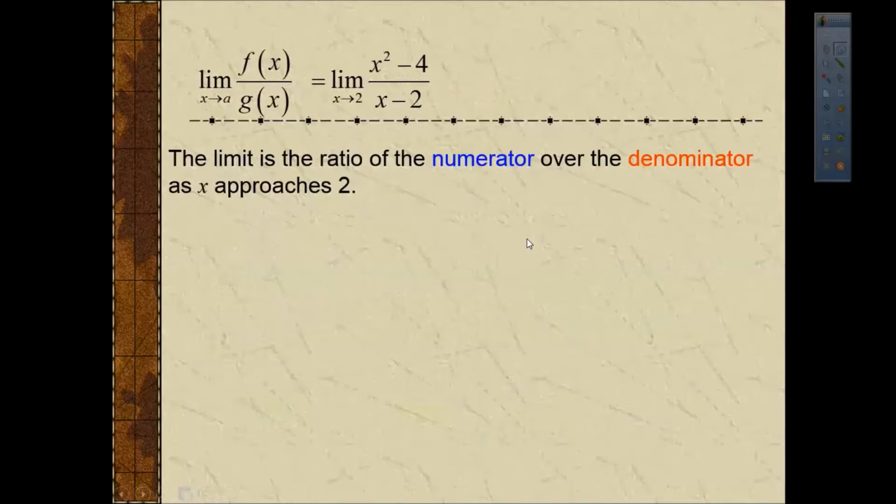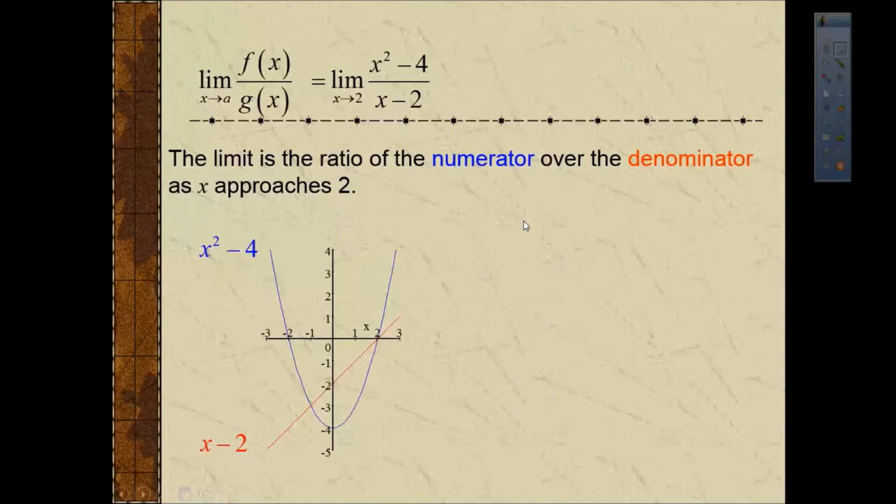So L'Hopital's rule takes a little bit different approach to this type of problem, the indeterminate form. What we're looking at here is considering the numerator and denominator to be two separate functions, f of x and g of x. And the limit as x approaches 2 is really the ratio of that numerator and denominator as x approaches 2. If we look at this visually, we can see that as x approaches 2, we have the parabola x squared minus 4. We have the straight line x minus 2. As they both approach x equals 2, both approach a value of 0, but the question is, in what way do they approach that?